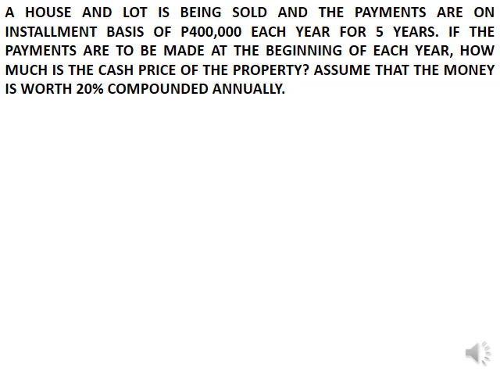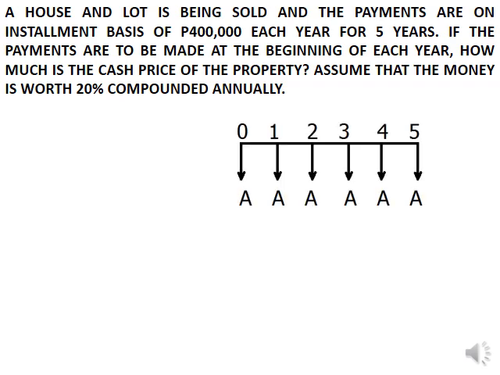Okay, let's try this. A house and lot is being sold, and the payments are on installment basis of 400,000 each year for 5 years. If the payments are to be made at the beginning of each year, how much is the cash price of the property? Assume that the money is worth 20% compounded annually. So here is our cash flow. The first payment is 400,000 now. This is the beginning of year 1, beginning of year 2, beginning of year 3, beginning of year 4, beginning of year 5. And there is no cash flow on the 5th year.